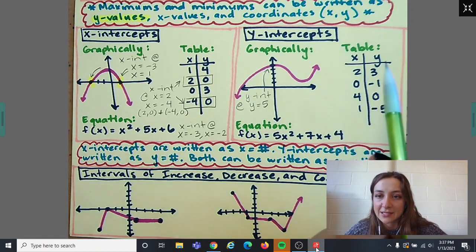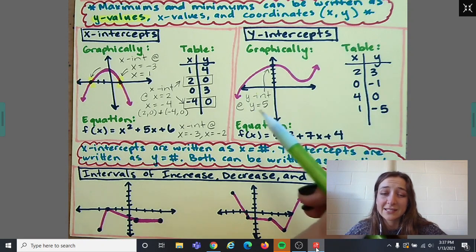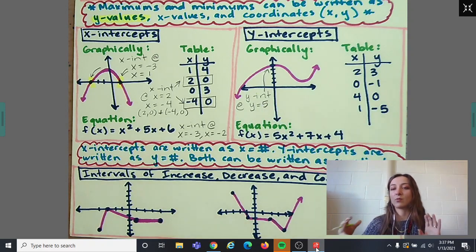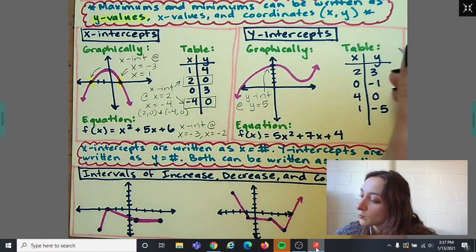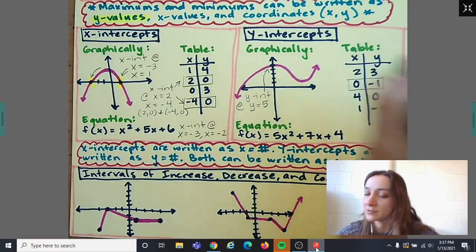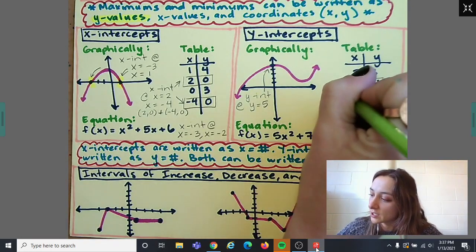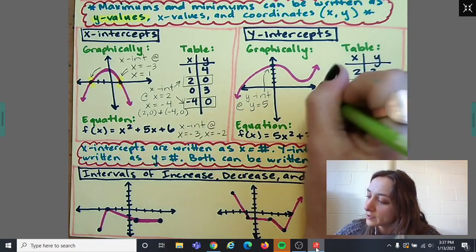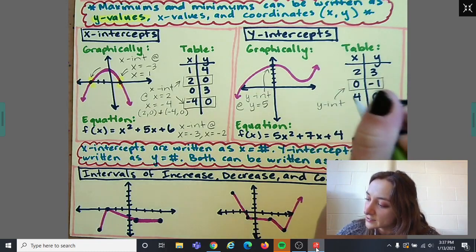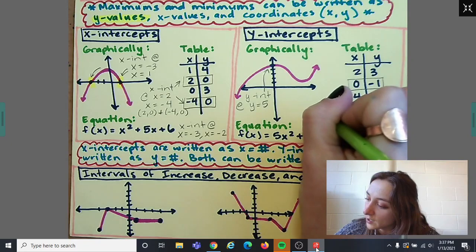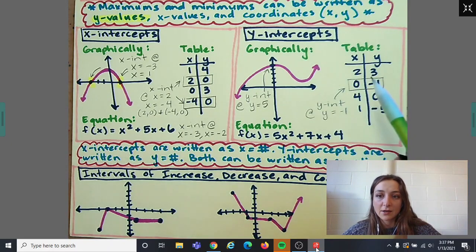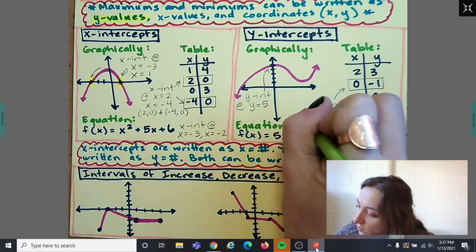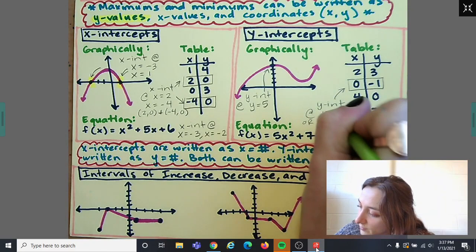Okay, let's look at the table. So on the table, since this is a y value, that tells you that we're looking where x is equal to 0. We can see our x-intercept here because we have the x value with the y value being 0. But we really want the y-intercept, so where the x value is equal to 0. And this is happening here at (0, -1), or we could say the y-intercept is at y equals -1. Okay, and you can say it as a coordinate as well, so we can say (0, -1).